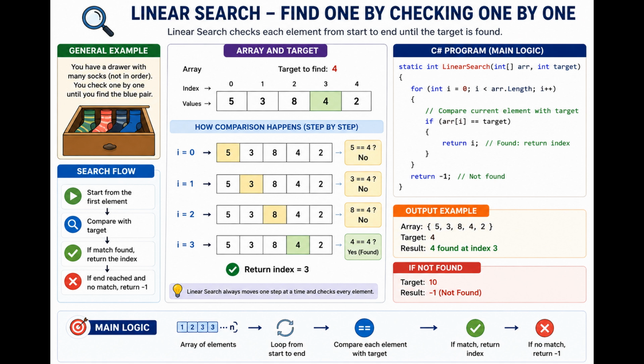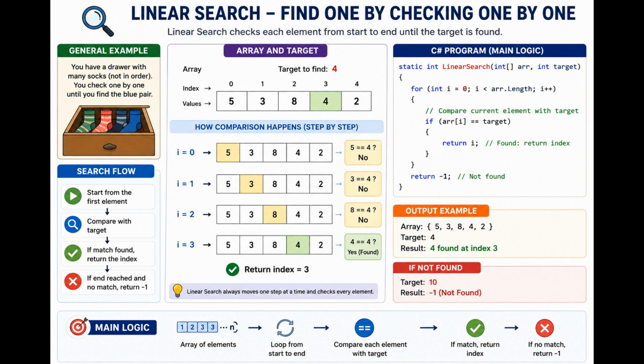Now look at the array. We have 5, 3, 8, 4 and 2. We need to search for the number 4. The computer starts from the first element. It compares 5 with 4. It does not match. It will compare with 3. It will compare with 8. And finally, it compares with 4.